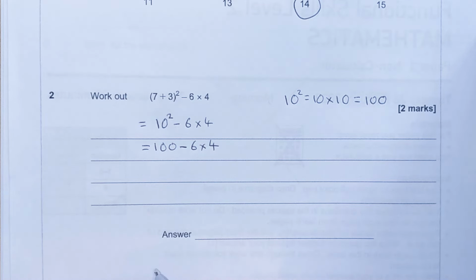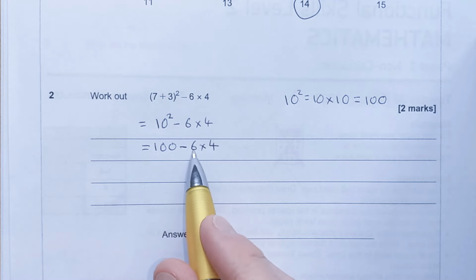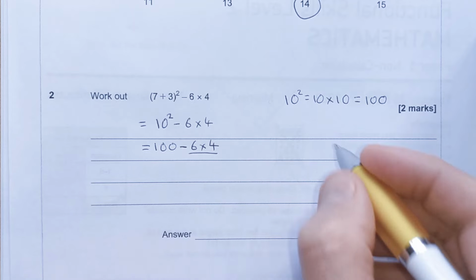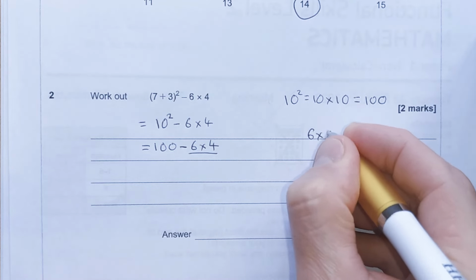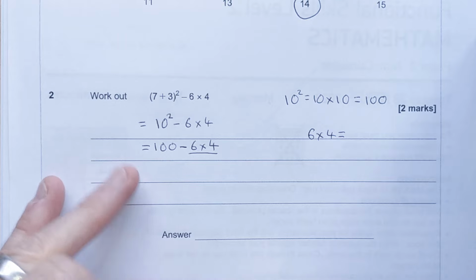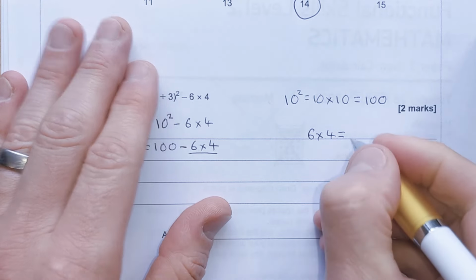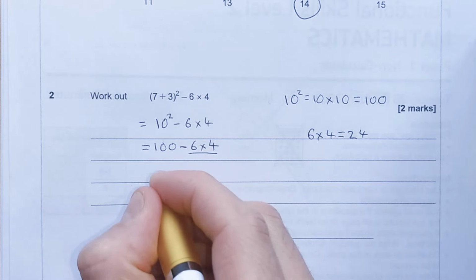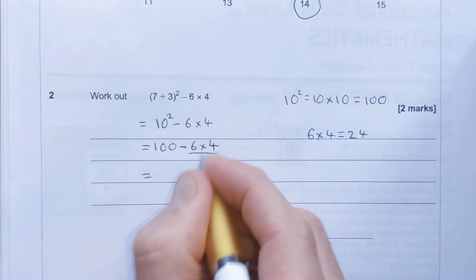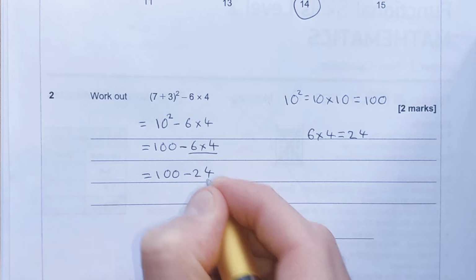Now the next thing we need to do is the multiplication. So not the subtraction first, but the multiplication bit here. So we need 6 times 4. 6 fours, we've got 4, 8, 12, 16, 20, 24. So we then substitute that for the 24. So we've got 100 minus 24.